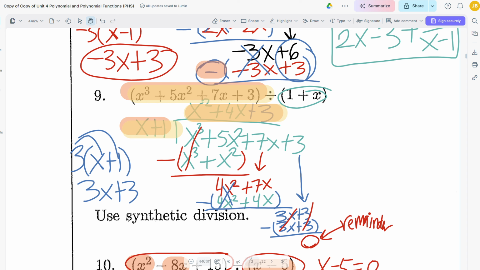So let's write our answer here. Let's write our final answer somewhere off to the side. It'd be x squared plus 4x plus 3.